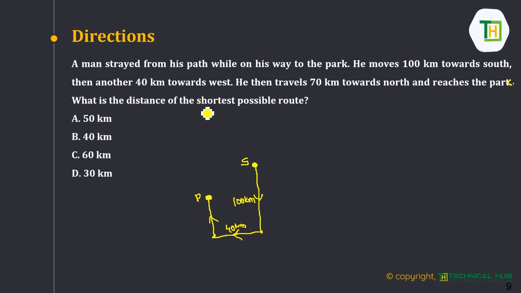So what is the distance of the shortest possible route? Means here starting point to park. What is the shortest possible route? Means in this one. So find the in this way. So extension this line.